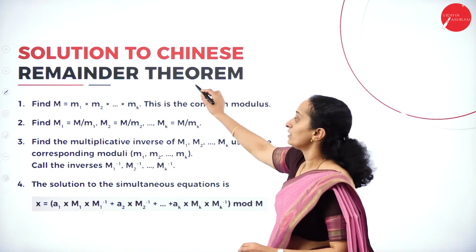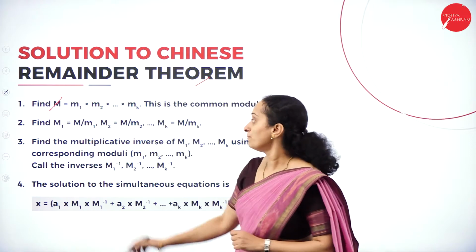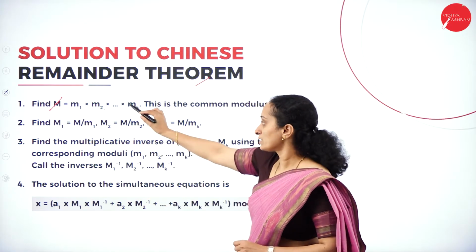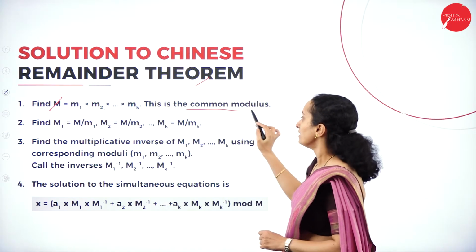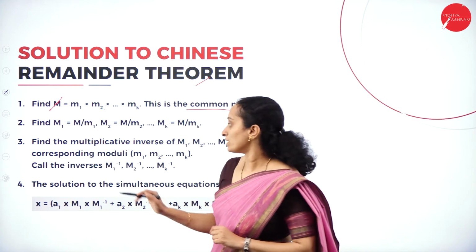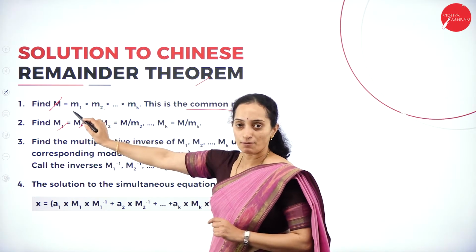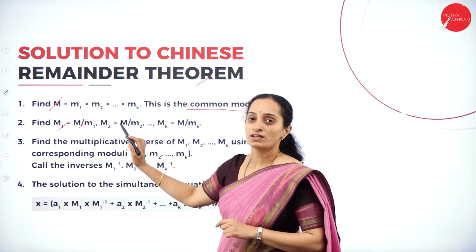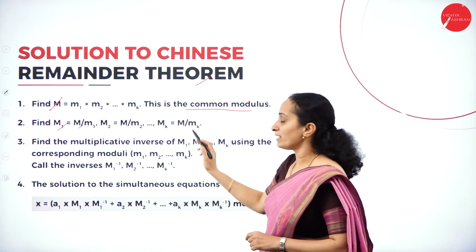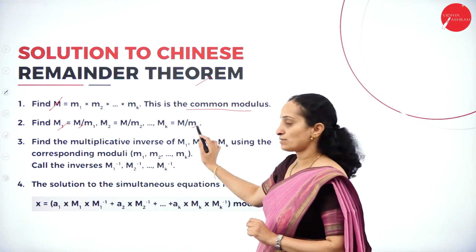The solution for the Chinese remainder theorem is step by step. We have to find M equals m1 into m2 into mk. This is the set of moduli we have used, m1, m2 up to mk. This is the common modulus we get by multiplying all the different moduli. Then find M1, M2 up to Mk. How do you find M1? It is M by m1, the first modulus. M2 equals M by the second modulus. Like that it goes on up to Mk equals the common modulus by the last modulus.